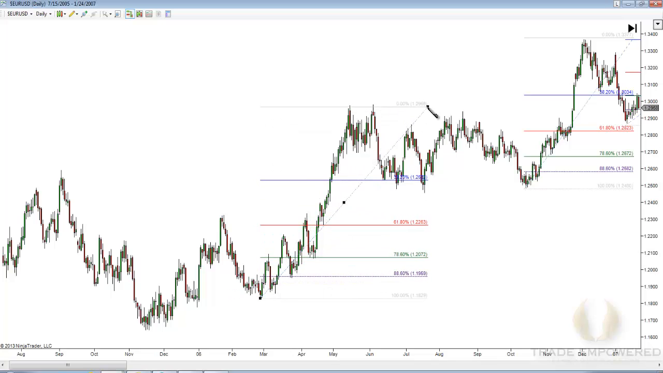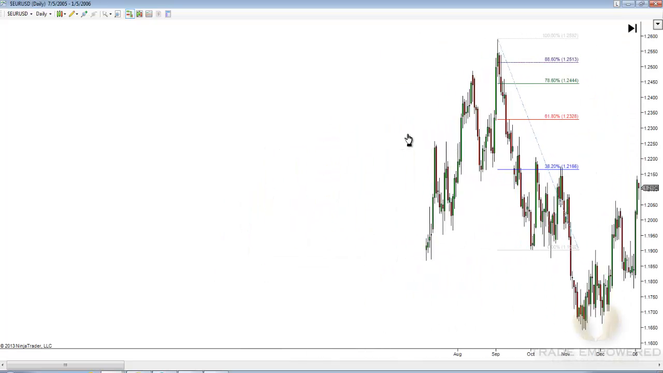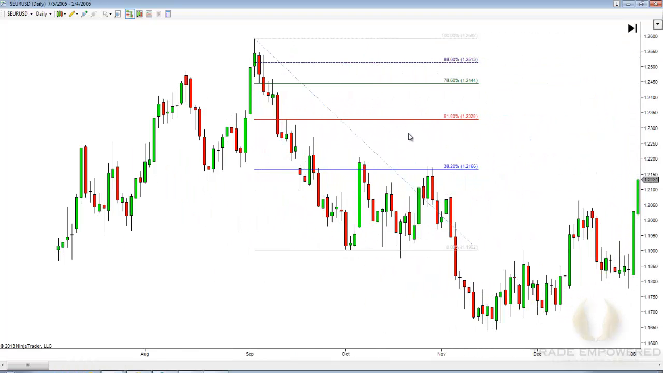Swing low to swing high, 382 retracement. And finally, this bearish one, we'll take swing high to swing low. Where do we come to? Right to a 382 retracement. So you're asking yourself, well, how do I know which one to pick? And now we'll get into that.